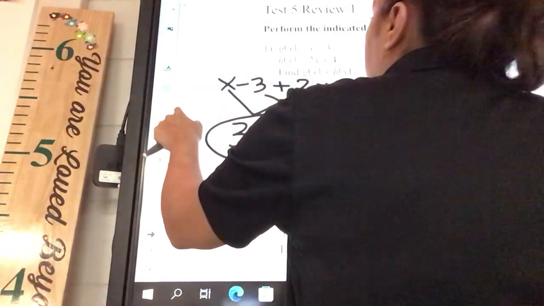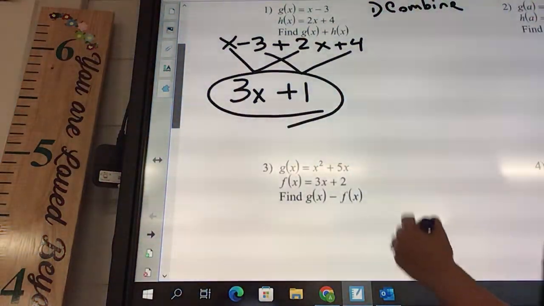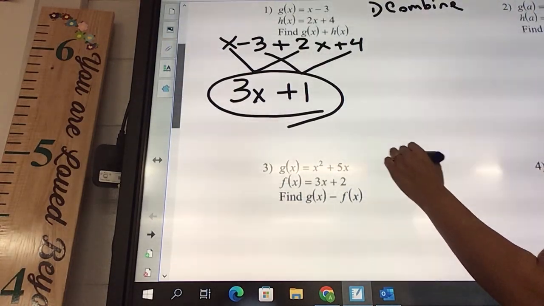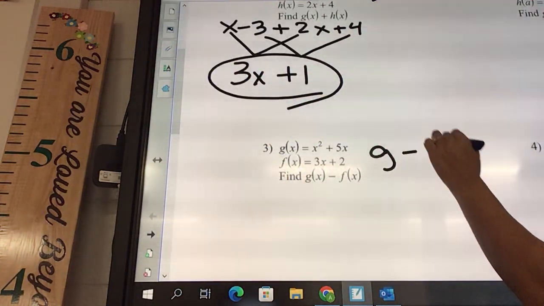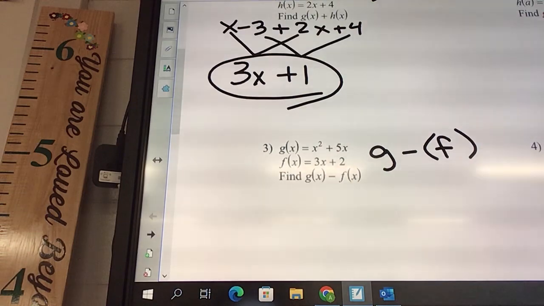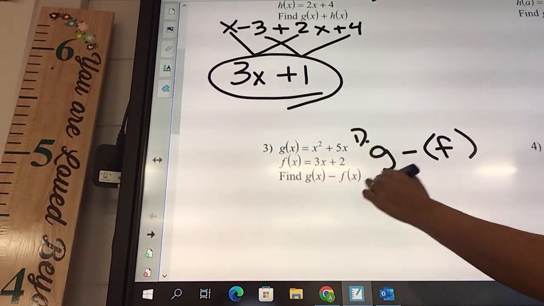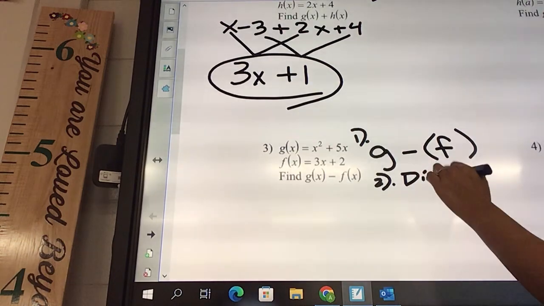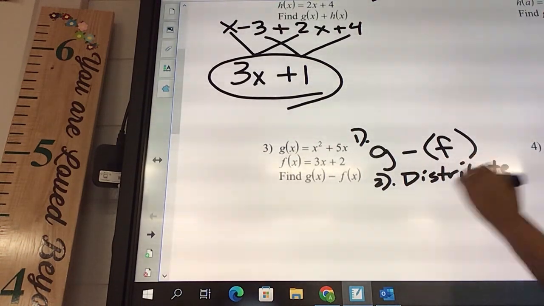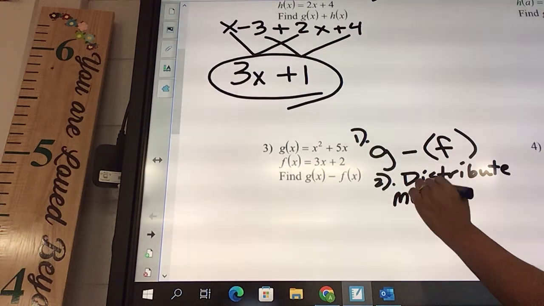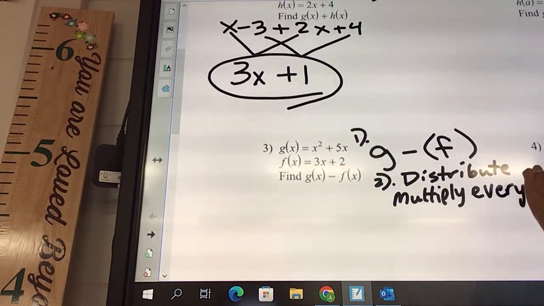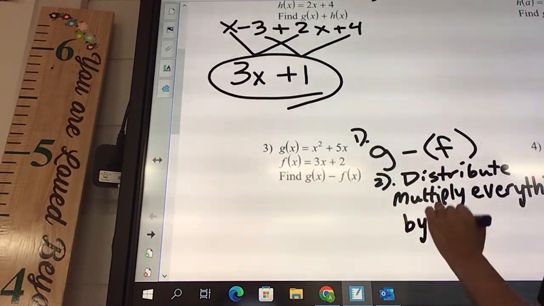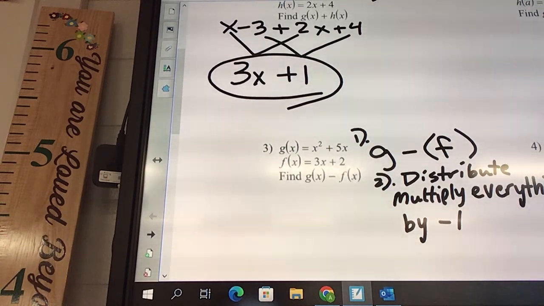The next one on here is about subtracting the functions, okay? And you need to say this g, okay, g minus f in parentheses, okay? That's going to be your first step. Your second step is going to be to distribute, or to multiply everything by negative 1, okay, because there's really a negative 1 there, okay, and then lastly, combine like terms.